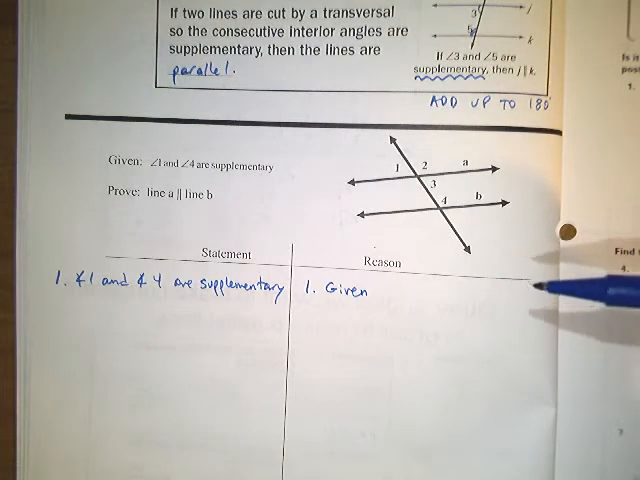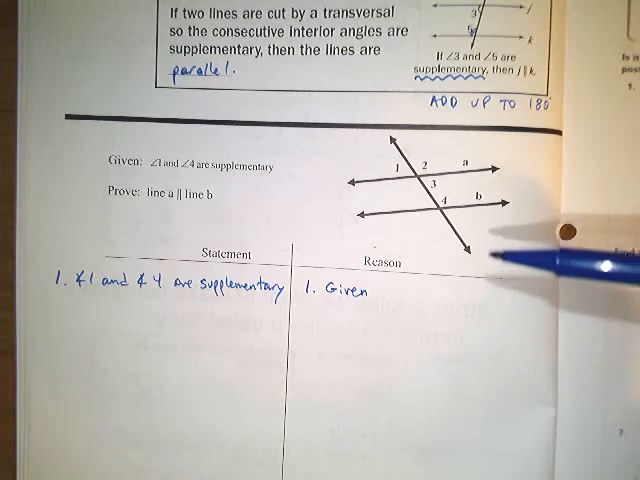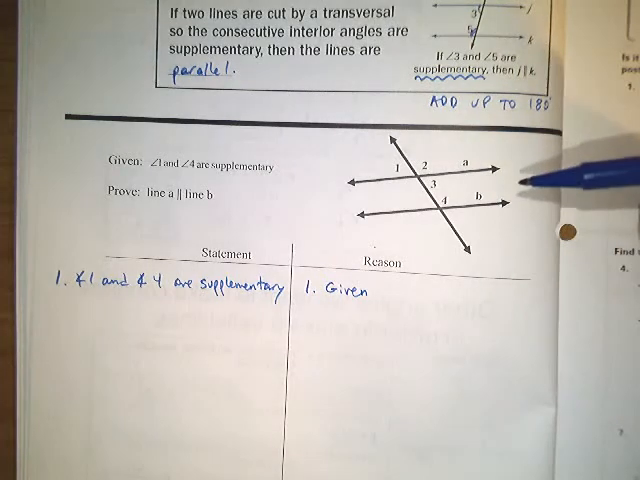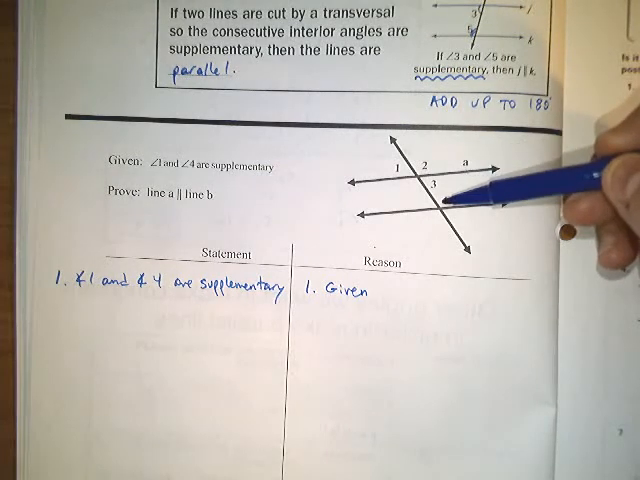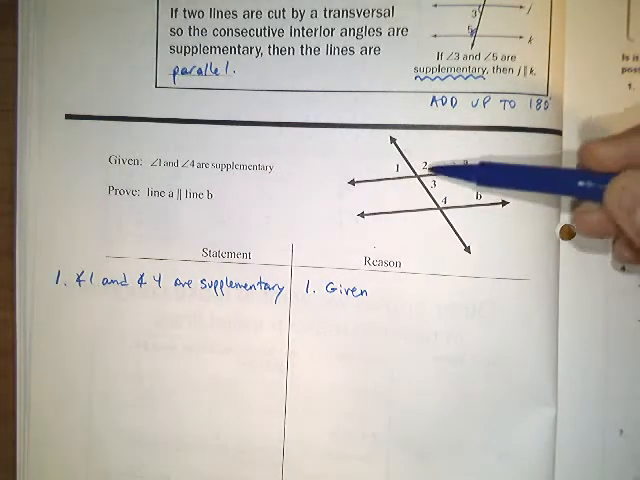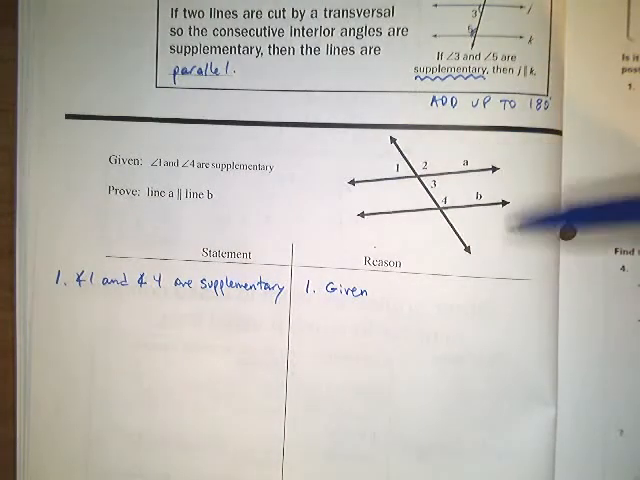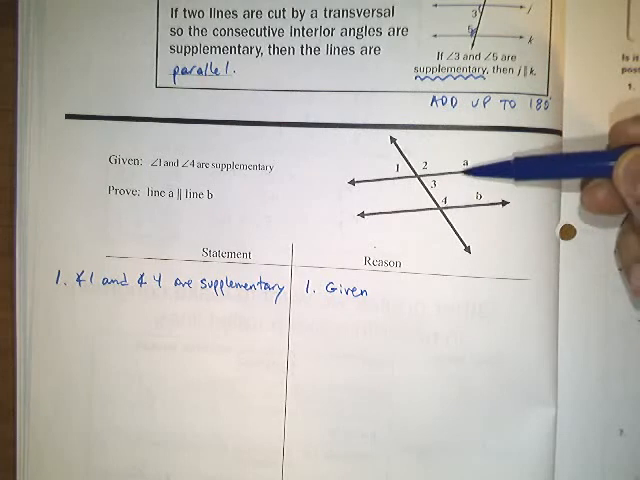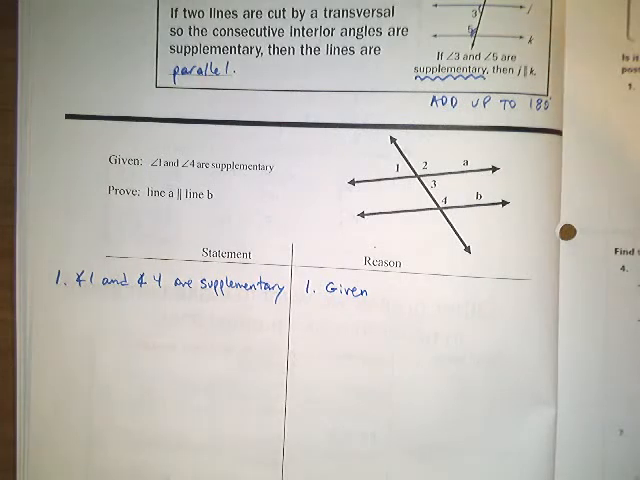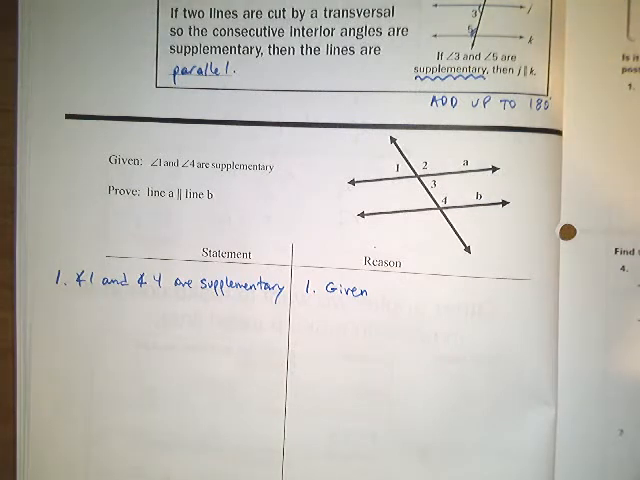Okay. Can I use any of that information to somehow prove that A and B are parallel? Well, not really sure. If I can prove that 2 and 4 are congruent, then I could use the corresponding angles theorem to say, hey, yeah, 2 and 4 are congruent, therefore line A must be parallel to line B. Or if I could prove 3 and 4 are supplementary, then I could prove line A and B are parallel because of the consecutive interior angles theorem. So what could I do?